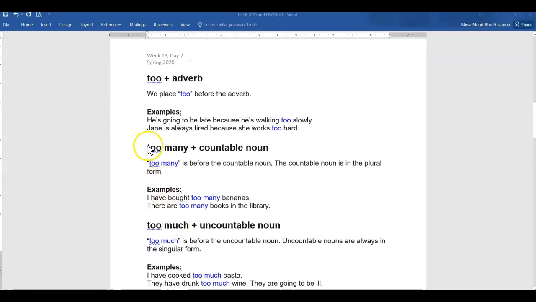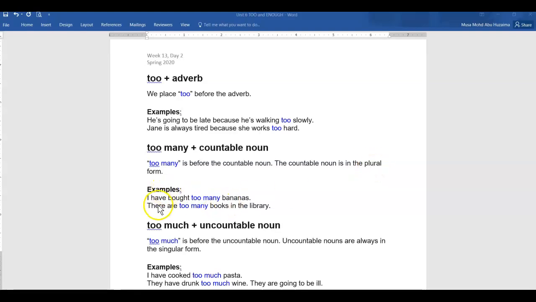Now, we also use too many and too much. Too many, we use them with countable nouns. When we talk about countable noun, it means a noun that can be counted. For example, 1 book, 2 books, 3 books. 1 cup, 2 cups, 3 cups. Okay? 1 car, 2 cars, 3 cars. Too many is before the countable noun. The countable noun is in the plural form. The countable here is always plural.